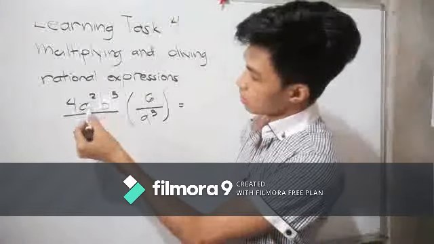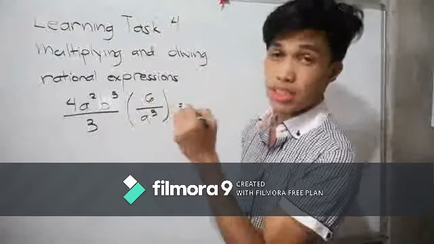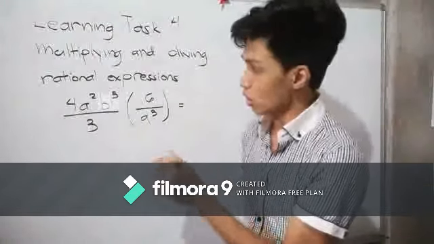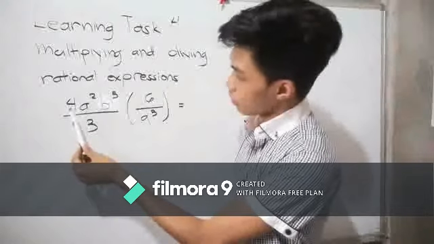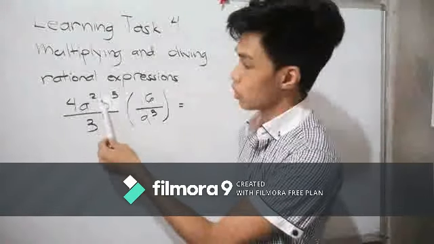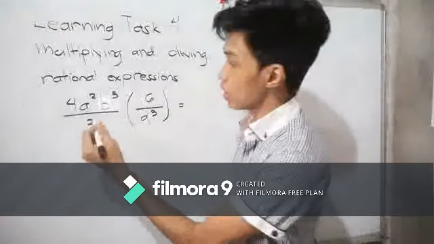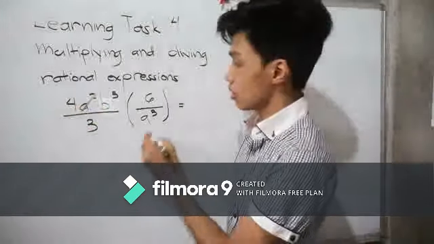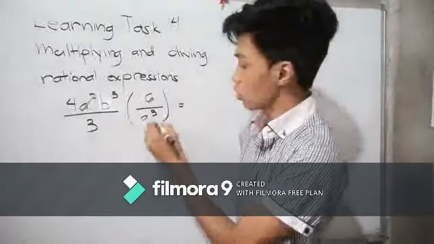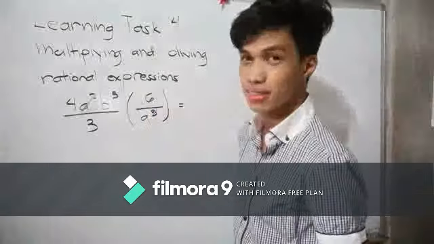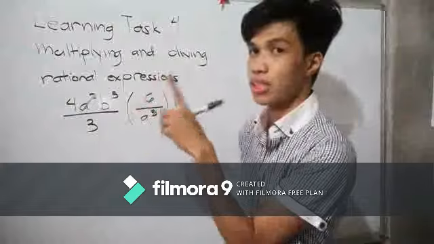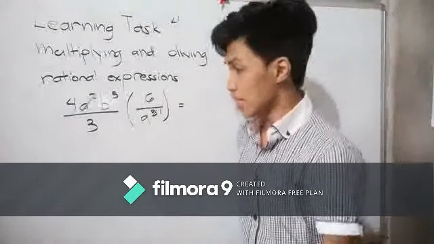So we can cancel out the same variable. Let's have a squared and a cubed. So we have here a squared over a cubed. So we can cancel out a squared. Then we can cancel out here 3 by 2. So matitira na lamang sa kanya is 1. Na-cancel na yung a squared. Natira na sa kanya is isang a.